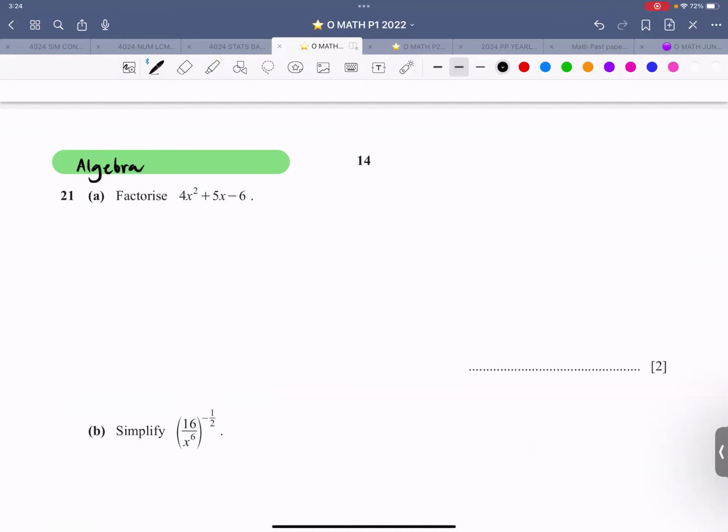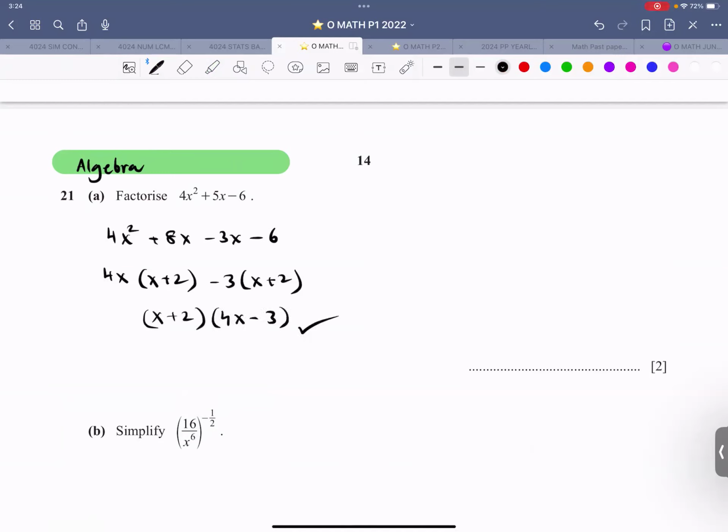Factorize 4x squared plus 5x minus 6, negative 24. So 4x squared plus 8x, negative 3x, negative 6. 4x, x plus 2, minus 3, x plus 2. X plus 2 is taken common, and 4x minus 3, that's it.